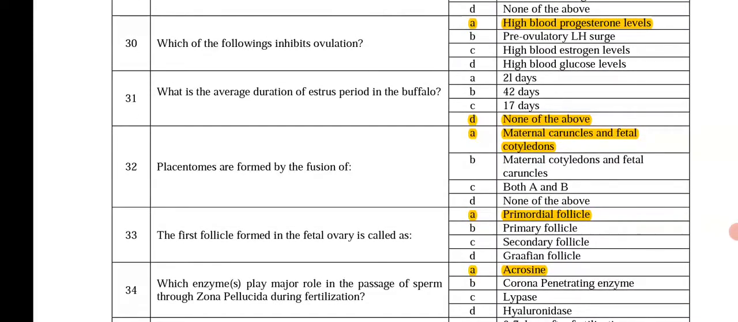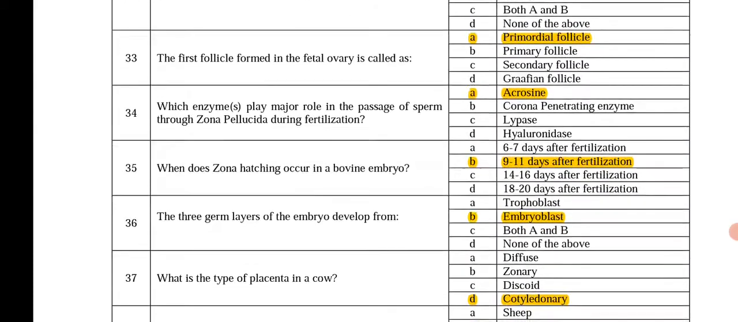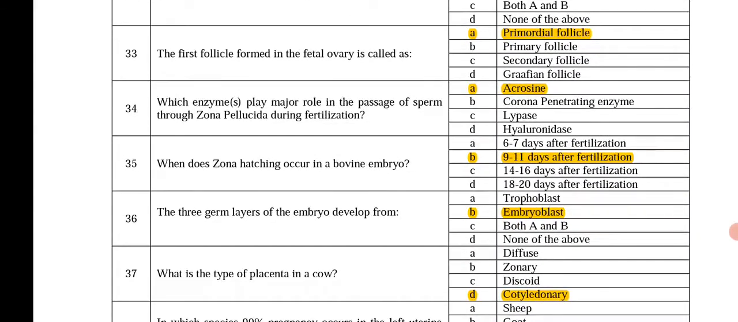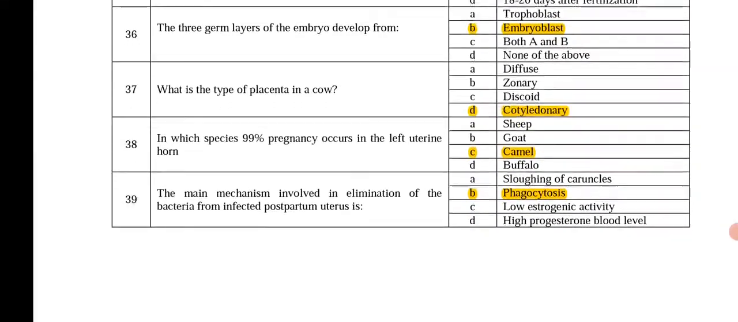None of the above. Placentomes are formed by fusion of maternal caruncles and fetal cotyledons. The first follicle formed in the fetal ovary is called primordial follicle. Which enzyme plays a major role in the passage of sperm through zona pellucida during fertilization? Acrosin. When does zona hatching occur in the bovine embryo? 9 to 10 days after fertilization. The three germ layers of the embryo develop from embryoblast. What is the type of placenta in cow? Cotyledonary.